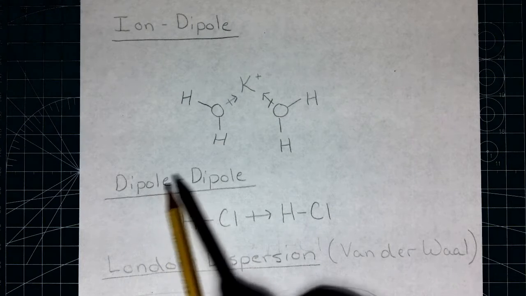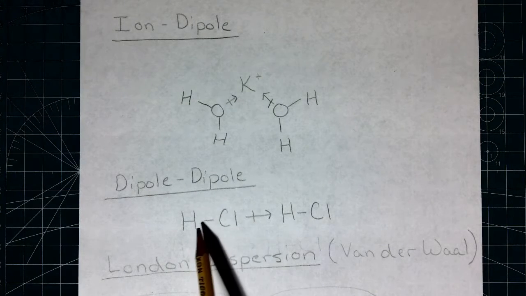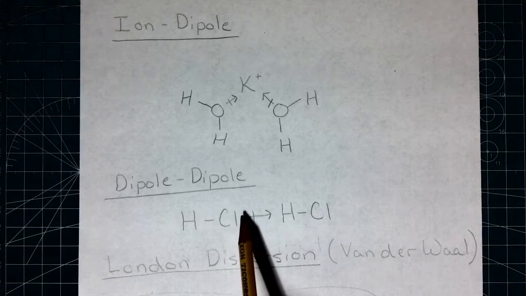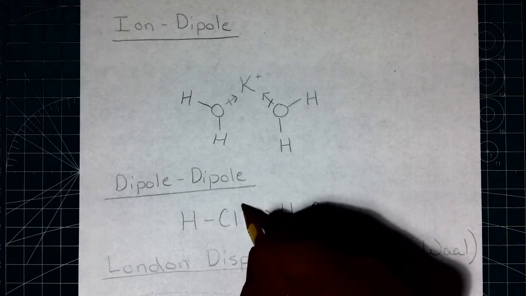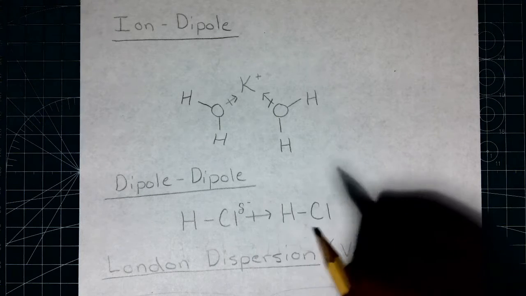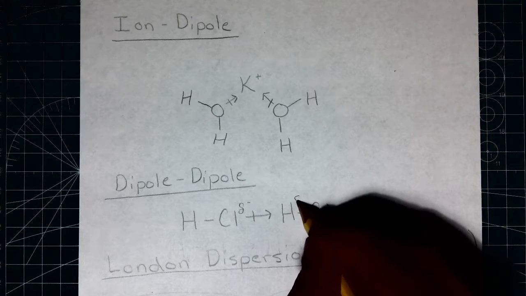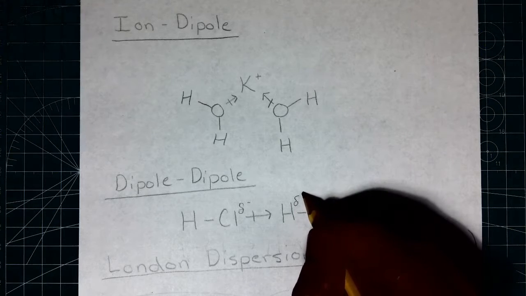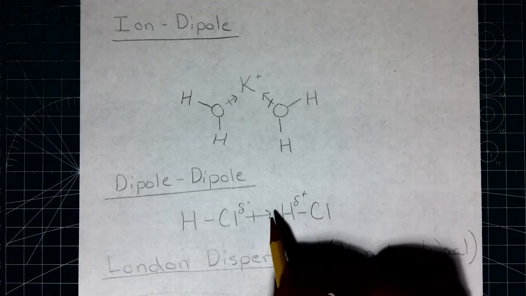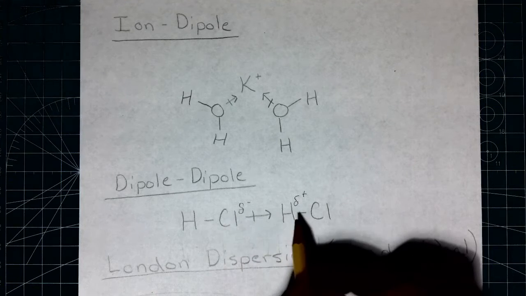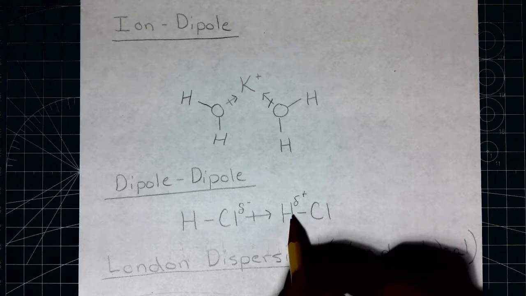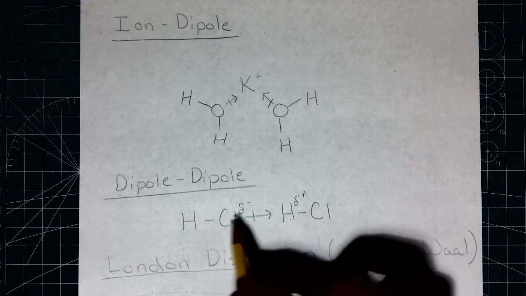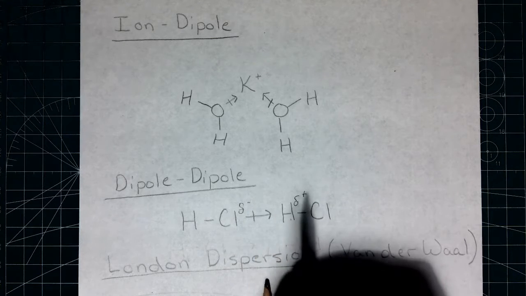Next, we have dipole-dipole interactions. So when our molecule has a dipole, we know that there's going to be a partial negative charge on one of them and a partial positive charge on the other one. In this case, we've seen that chlorine is going to have a partial negative charge and hydrogen is going to have a partial positive charge. And these two are going to arrange themselves such that the dipole from this one is going to point towards the beginning of the dipole of the next one, and they're going to have an interaction over distance.